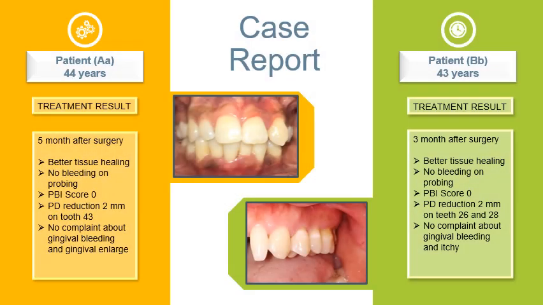The treatment result: both patient A and patient B got better tissue healing with no bleeding on probing, reduced score of papillary bleeding index, reduction in probing depth of 2 mm on teeth 43, 26, and 28, and there were no more complaints from the patients about gingival bleeding, gingival enlargement, and gingival itching.